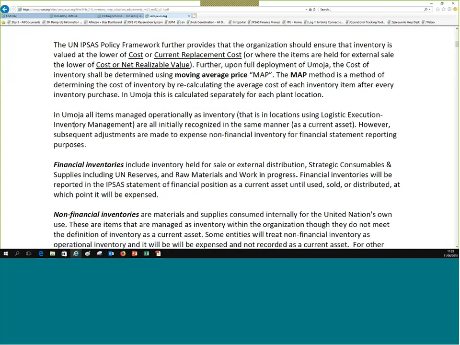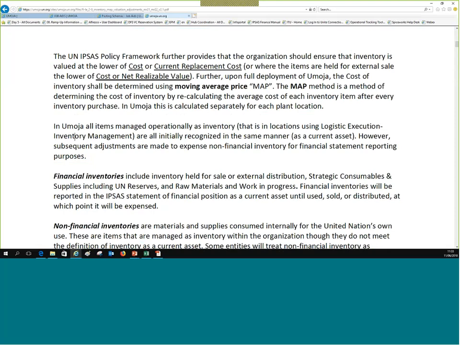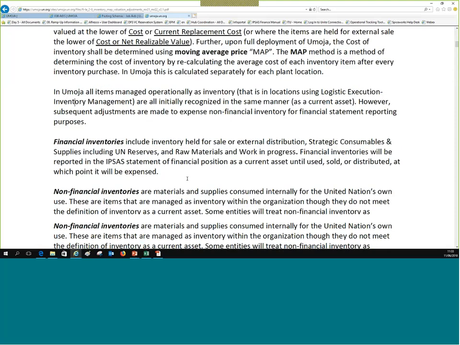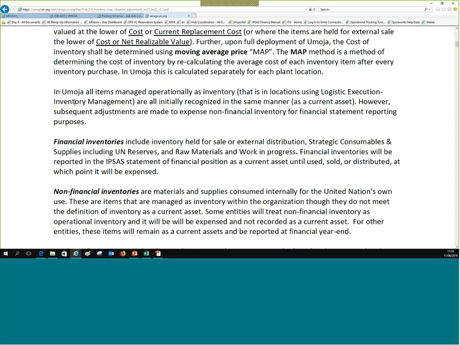So here it is explaining to you the concept of moving average price. There are some particularities regarding financial inventories versus non-financial inventory that I didn't cover that much in the session, but here is explained. So there is some type of inventory that needs to be, let's say, expensed at the end of the year, and so there are some adjustments at year end. But yeah, I would recommend you to read this.